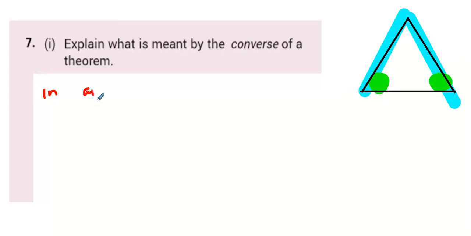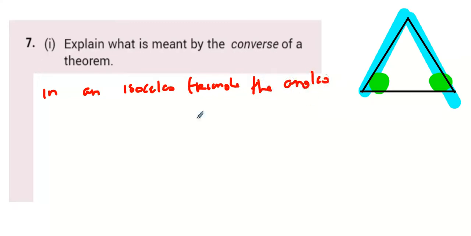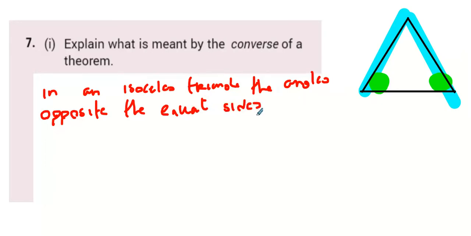So, in an isosceles triangle, everybody agrees in an isosceles triangle, the angles, now we're talking about the green angles, aren't we? The angles opposite the equal sides. This is the one I'd learn off by heart. The angles opposite the equal sides are what, lads? What can we say about the angles opposite the equal sides? They are equal in measure or are the same size.